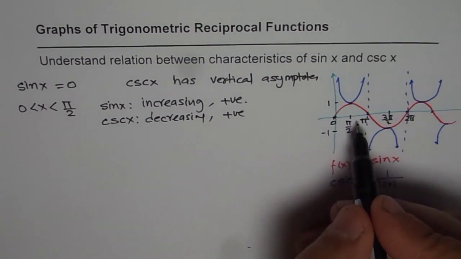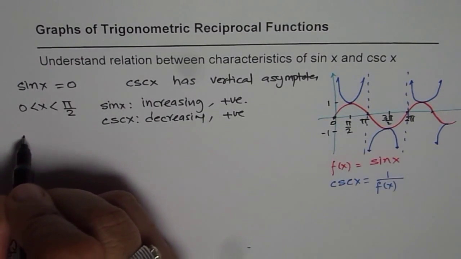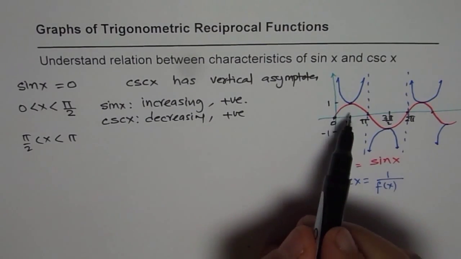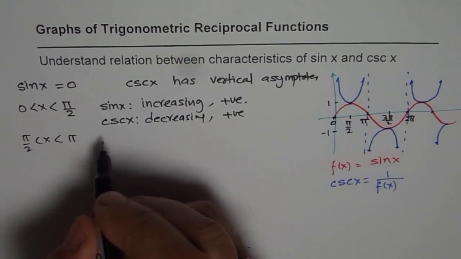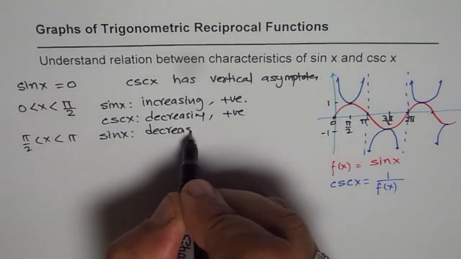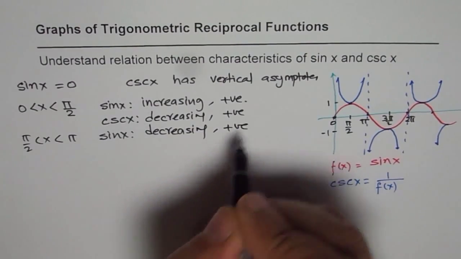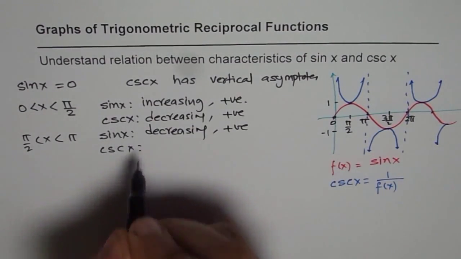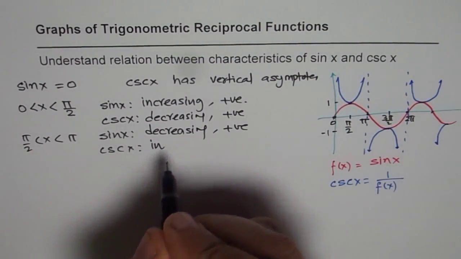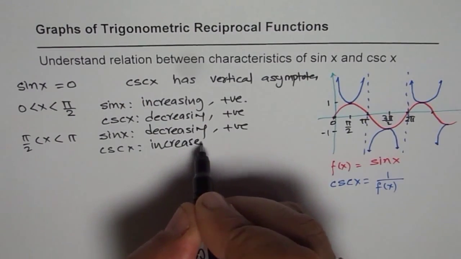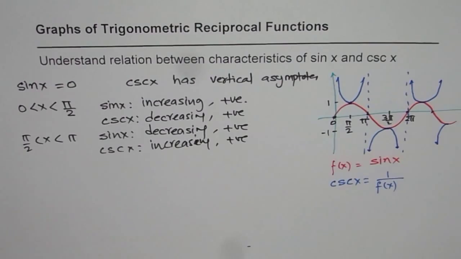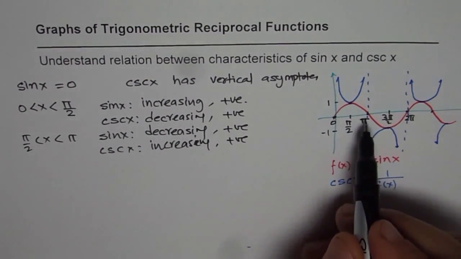Now if you consider the interval from pi by 2 to pi, sine x is positive but decreasing, right? So in this interval the sine x is decreasing but still positive. As far as cosecant x is concerned, it increases. Do you see that? From 1 towards infinity. So the reciprocal increases, but it is positive, since the reciprocal of a positive is positive. We've already seen what happens at 0.